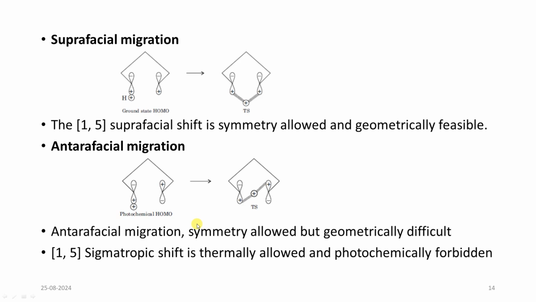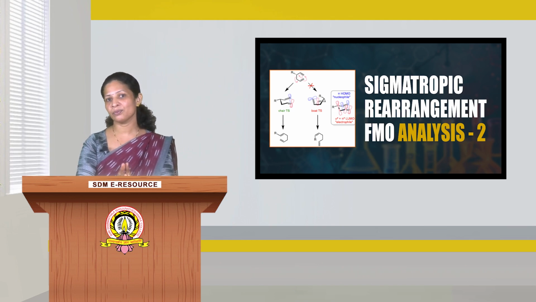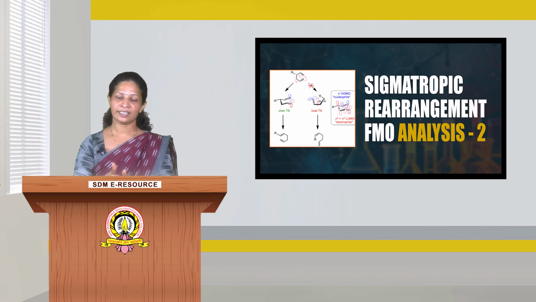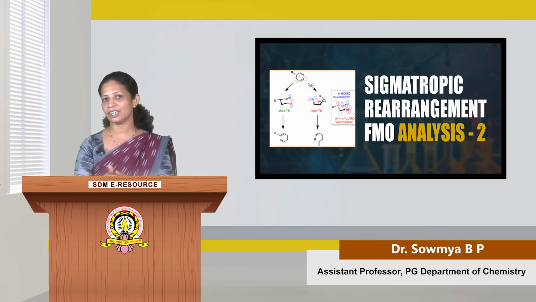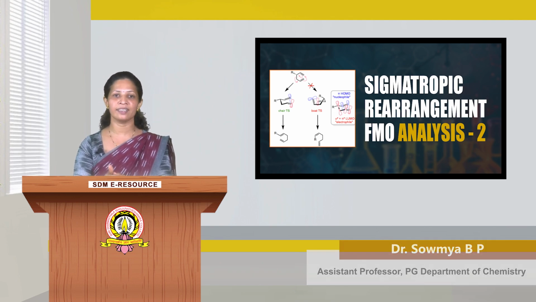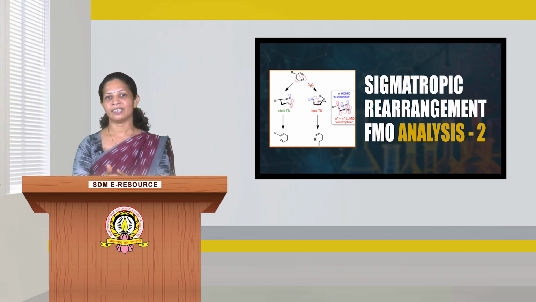So this is about the analysis by frontier molecular orbital theory. The conclusion is, on the basis of frontier molecular orbital theory, one can analyze whether the reaction is taking place under thermal or photochemical condition, and we have analyzed that the 1,3 hydrogen shift is a photochemical reaction and the 1,5 hydrogen shift is a thermal reaction. Thank you.